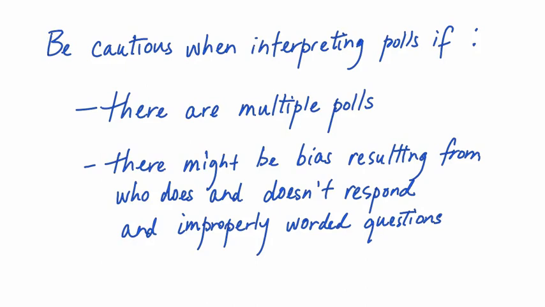Polling organizations have complicated methods for dealing with the bias that results from people not responding to their polls. Each organization has their own proprietary method, which is sometimes why you see results from different organizations that don't agree, and why some organizations are sometimes accused of their own biases.